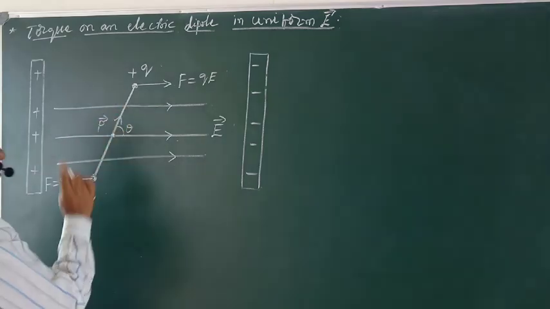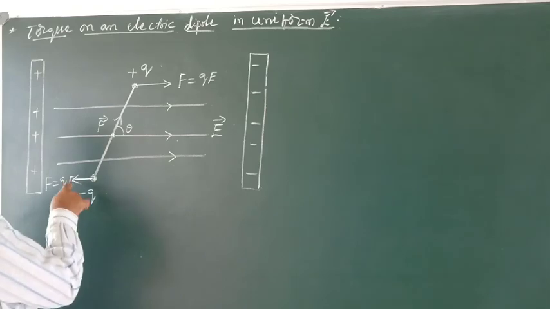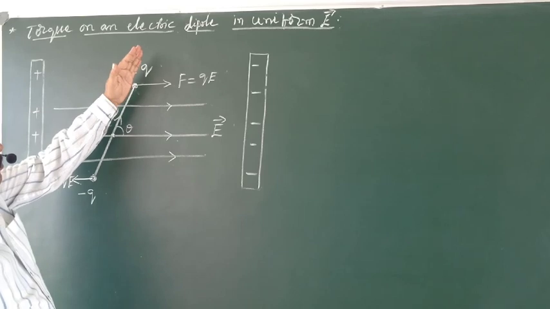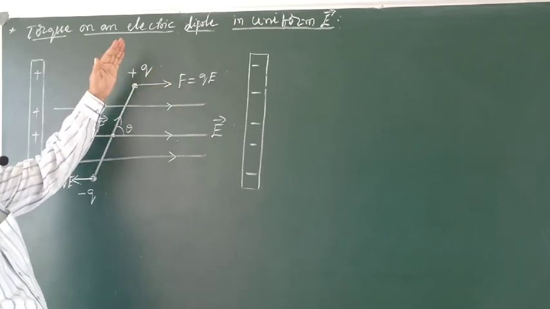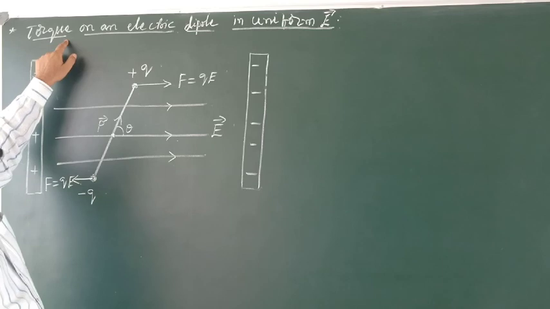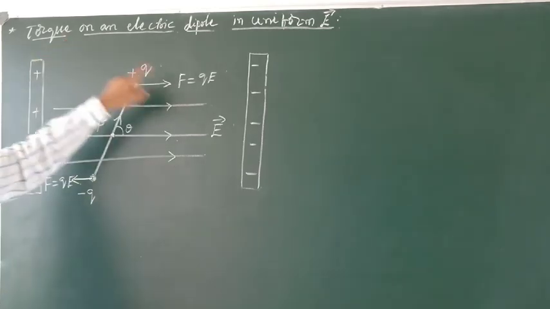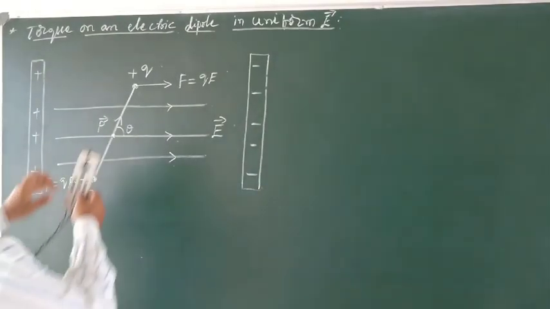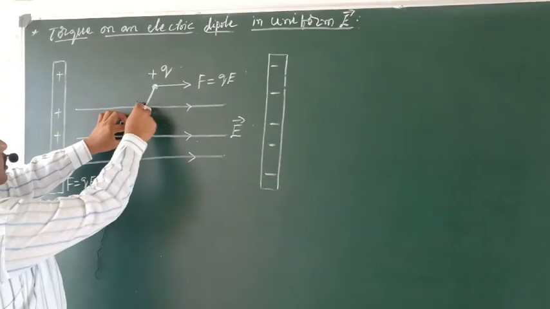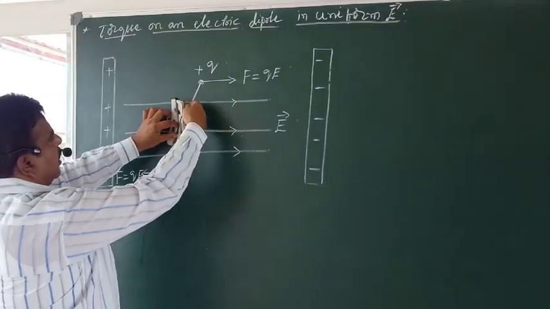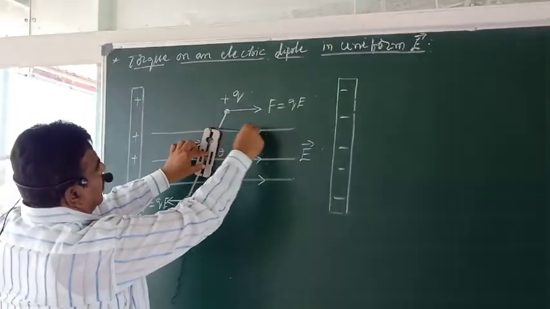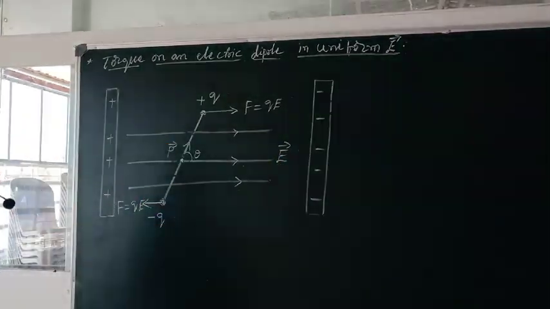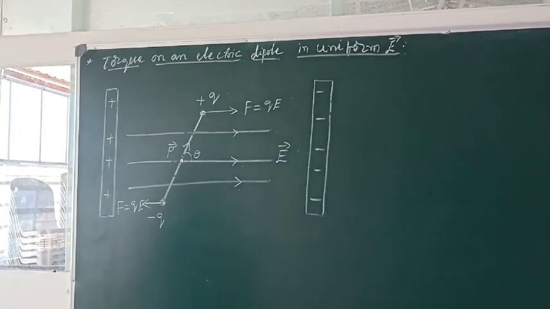As a result, what may happen? Because of these two equal and opposite forces, the dipole may rotate. If it is free, it will rotate. The rotating effect of force is called torque. Please observe. If this is the dipole, this is positive and negative end. If a force acts like this, the dipole may rotate and get aligned along the direction of electric field.